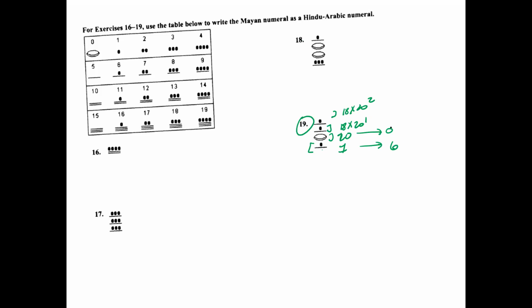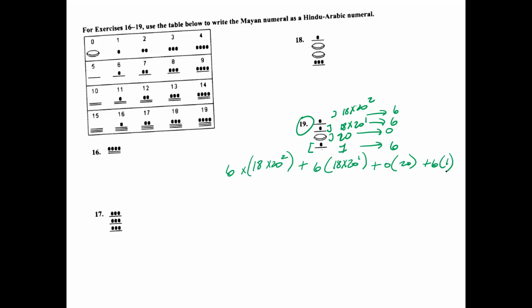This one here is going to be a 0. Third one up is a 6. Fourth one is a 6. So as I write this out, I'll do 6 times 18 times 20 squared, plus 6 times 18 times 20 to the 1 power, plus 0 times 20 plus 6 times 1.